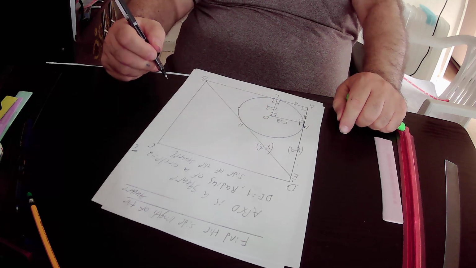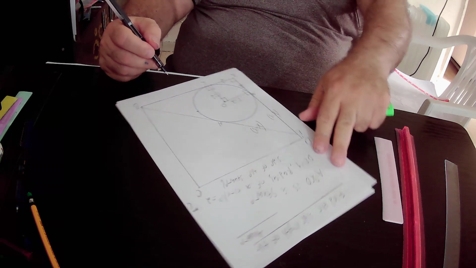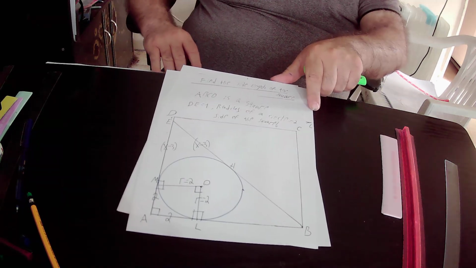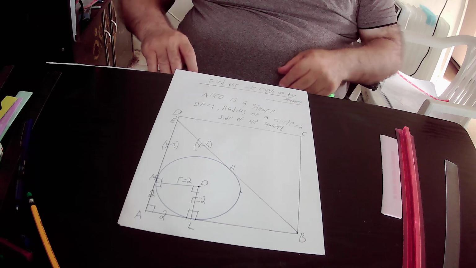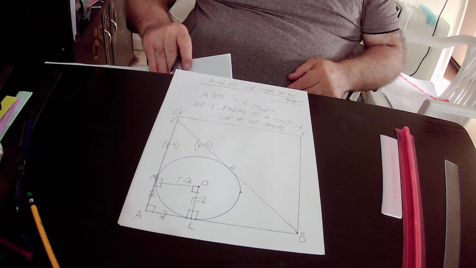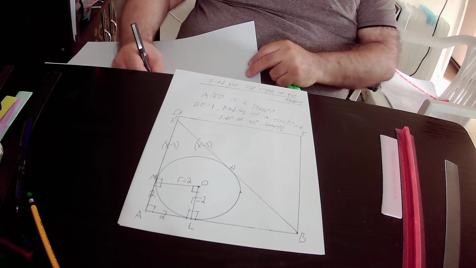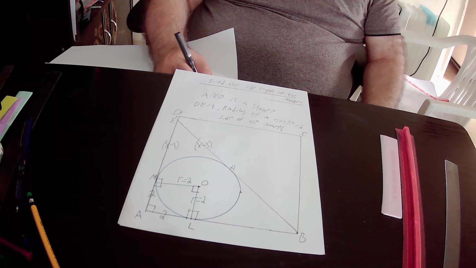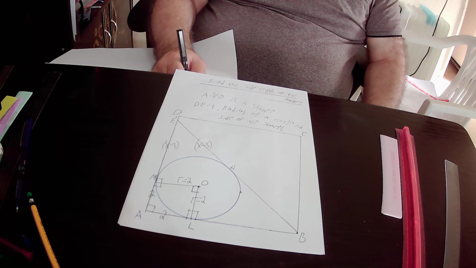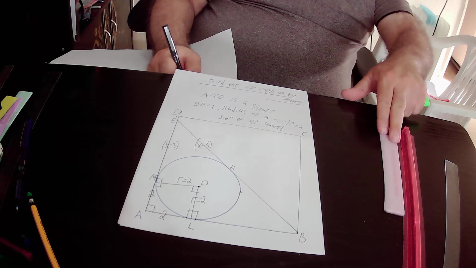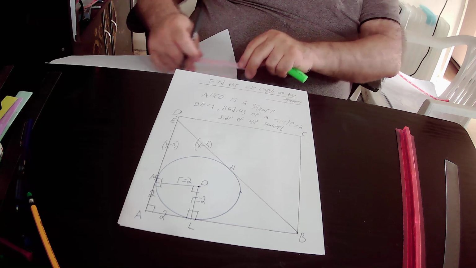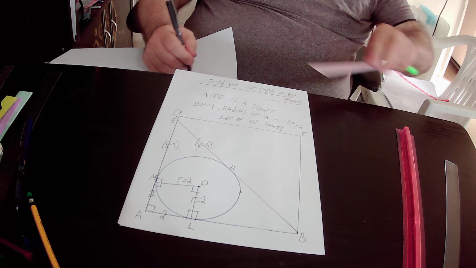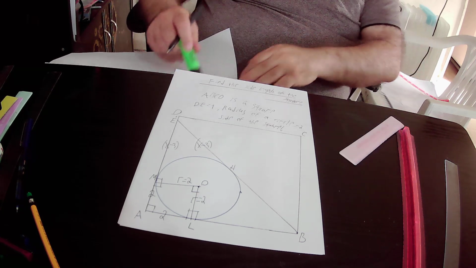So in the next step, we will focus on the common external point B. From the common external point B, we have two tangents to the circle.